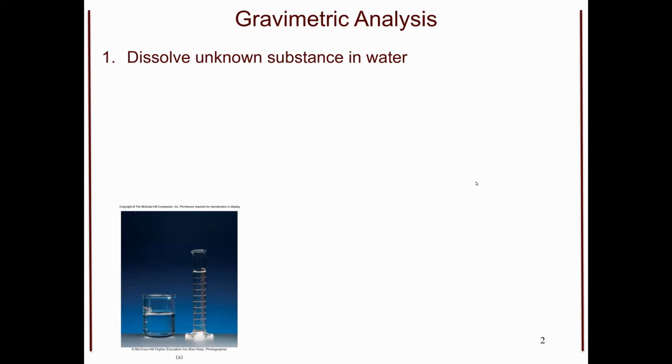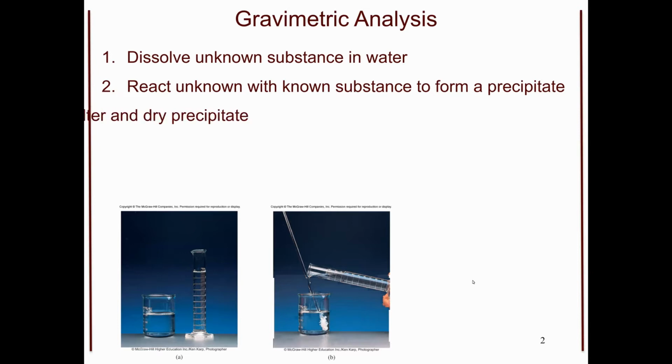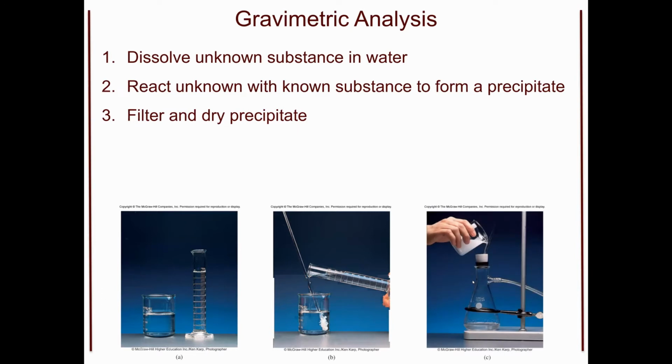So the first thing that we want to do is dissolve an unknown substance in water. Then we will react the unknown with a known substance to form a precipitate. This means that we must know the ions that we are using, so that way we can guarantee the formation of our precipitate. This can be done by using a balanced chemical equation. Then we are going to filter and dry our precipitate. We want to isolate our solid and we want it to be as dry as possible.